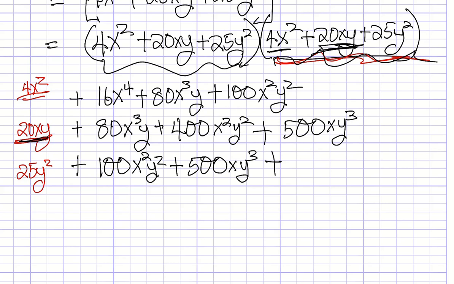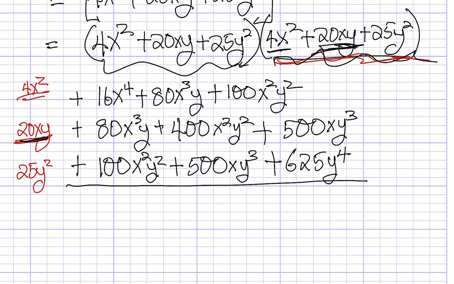Plus 25y squared multiply 25y squared. You see that? 25 times 25, what do you get? You get 625. y raised to power 4 is here, right? So we've got to add all that together.